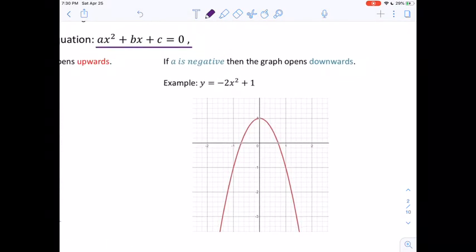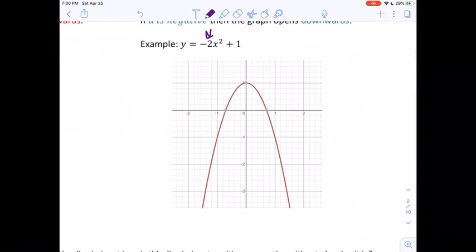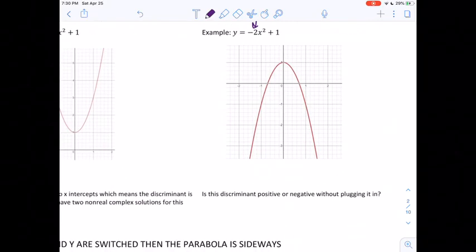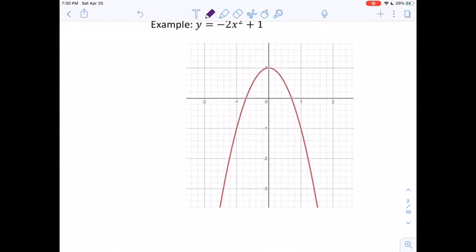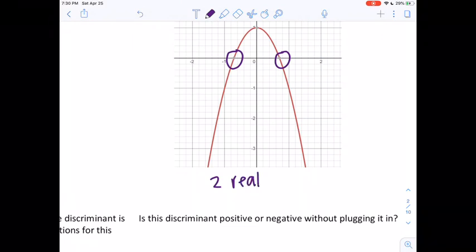And then, in example 2, if a is negative, so the number in front of x squared is negative, that means my graph is going to be pointing downward. So it's going to be an upside down U. Okay, again, refreshing your memory. Is this discriminant positive or negative without plugging it in? Okay, so hopefully you remember it's crossing the x-axis at 2 spots. That means I have 2 real solutions, which means my discriminant was positive. Again, not a big deal if you remember that or not, but it is kind of a good thing to refresh your memory on.